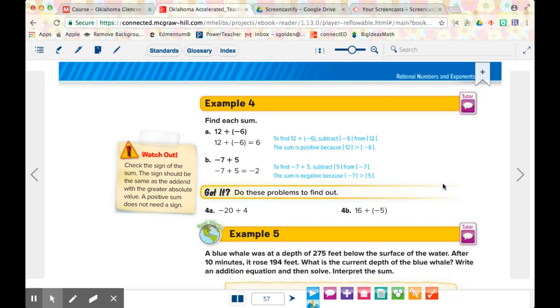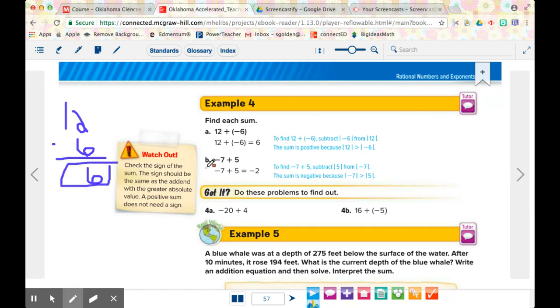Okay, so now looking at example 4, on A, we have 12 plus negative 6. And they only put them in parentheses so that we don't have a plus and a minus right next to each other. That's the only thing the parentheses are for. So 12 plus negative 6. So I am adding with a positive and a negative. So we take our two digits. So I have a 12 and a 6. You take the bigger one minus the smaller one. 12 minus 6 is 6. And then we go back and look. We said 12 was bigger and 12 is positive, so it is positive 6.